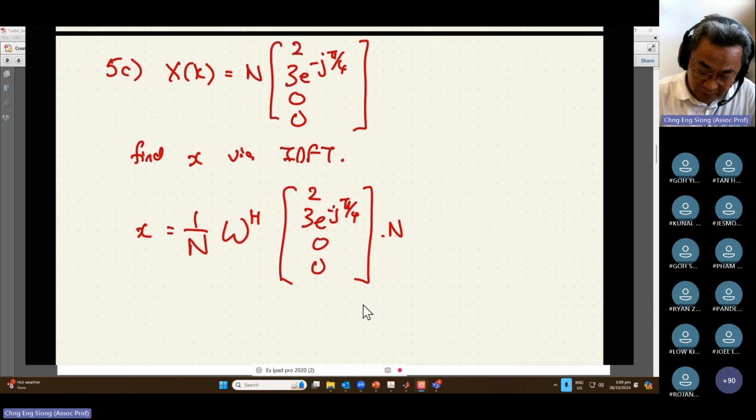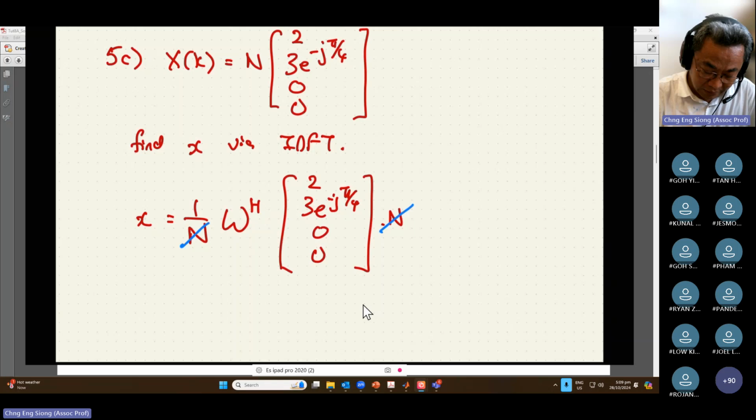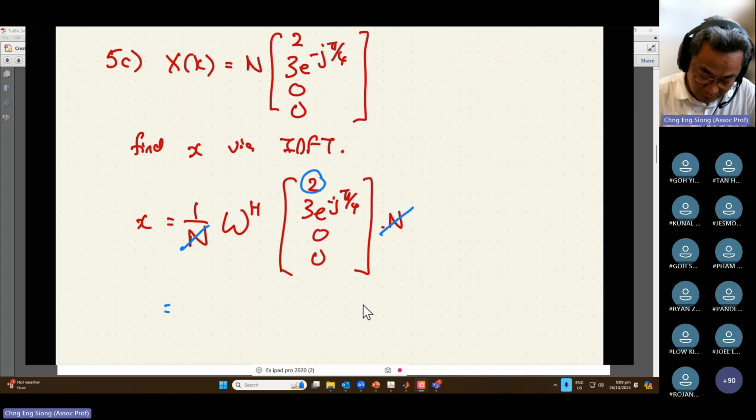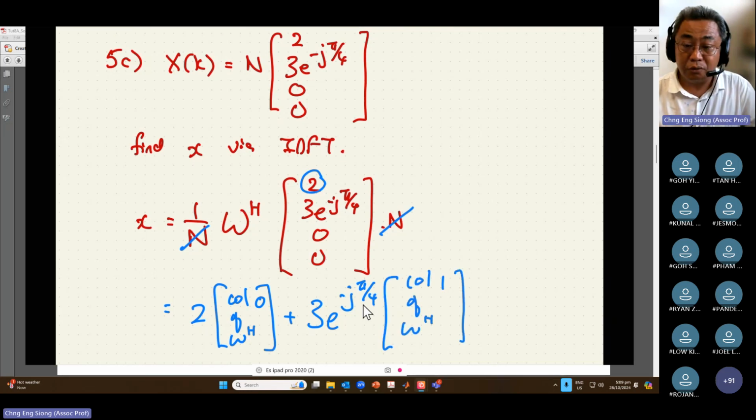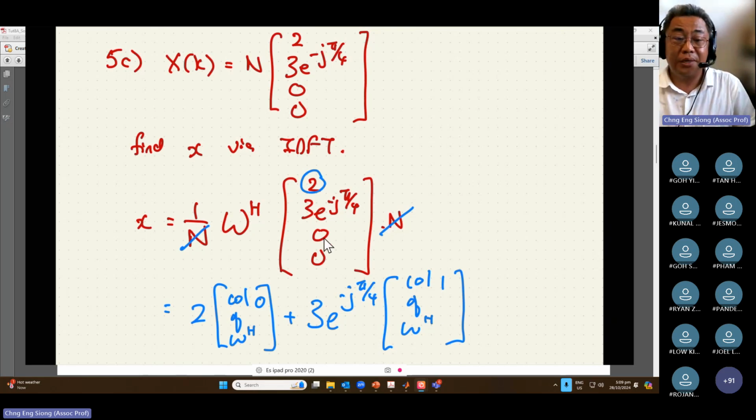And again, we cancel. Then all we are left to do is to find 2 times column 0 of W^H plus 3e^(-jπ/4) times column 1 of W^H. You just construct the W^H for columns 0 and 1, because you can ignore the rest as the rest is 0. So don't go and write 16 numbers in this example. You just write 4 numbers for column 0 and 4 numbers for column 1. So that's the trick.